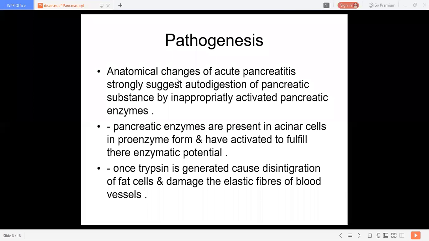One of them is trypsin. When it is generated, it causes disintegration of fat cells and damages the elastic fibers of blood vessels. Whenever there is enormous stimulation of trypsin, it is injurious. It causes autodigestion, degradation of fat cells, and damages the elastic fibers of the blood vessels. So in both ways the pancreas gets damaged, at the cellular level and the circulatory level, as the suppliers of the pancreas also show damage with damage of the elastic fibers.